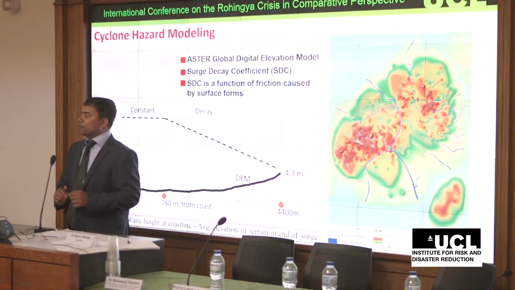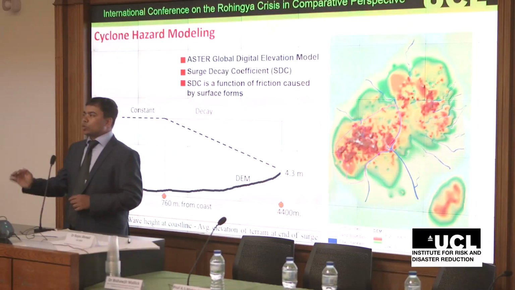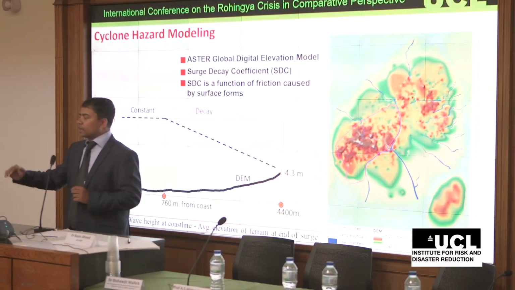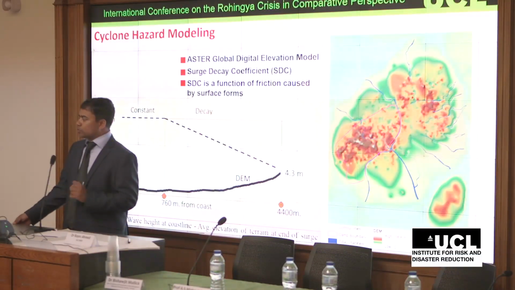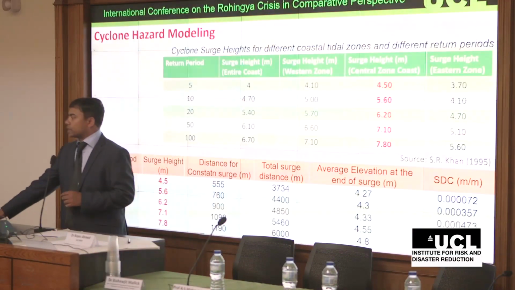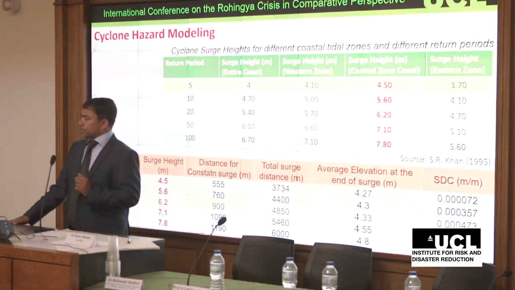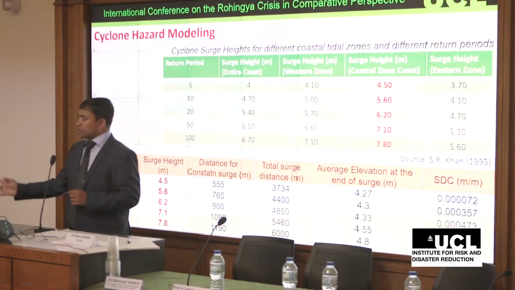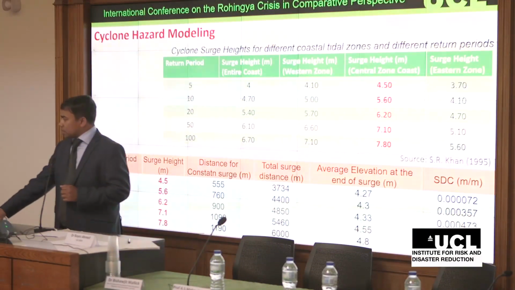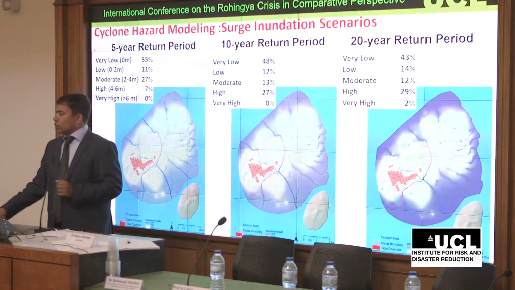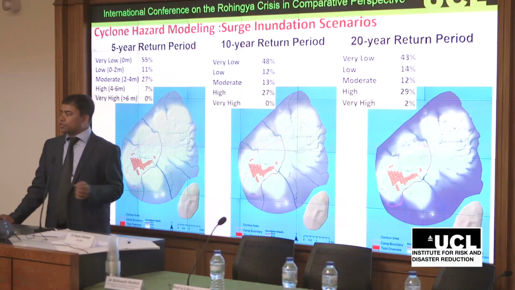in combination with a very simple surge decay coefficient model. This idea is very simple. When a cyclone surge hits the coast, it goes with the same constant surge height for some distance, and then the height decays and gets smaller as it goes further. So with this surge height, the constant surge distance and the surge decay coefficient, we model the cyclone inundation for the different return periods.